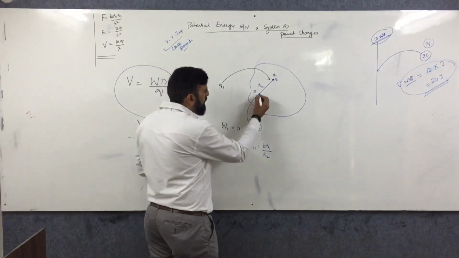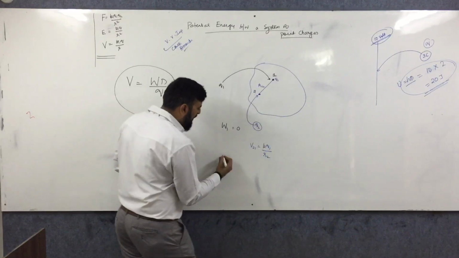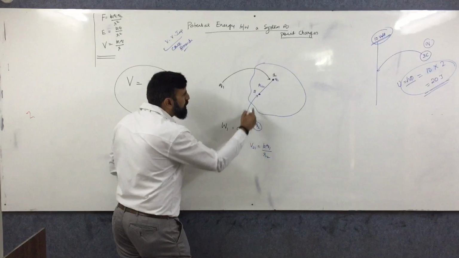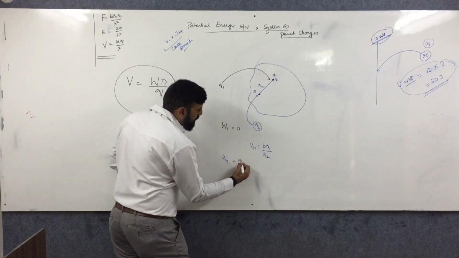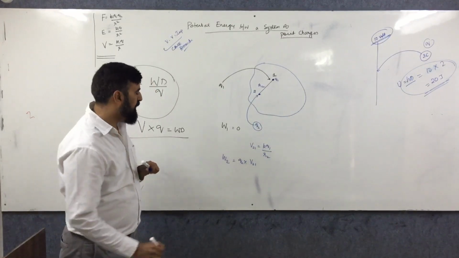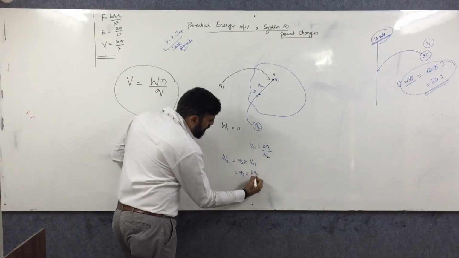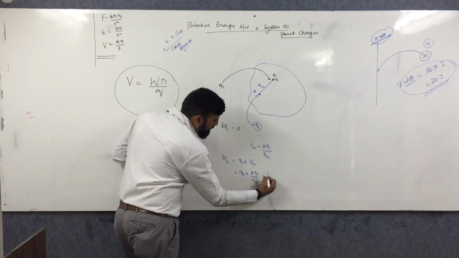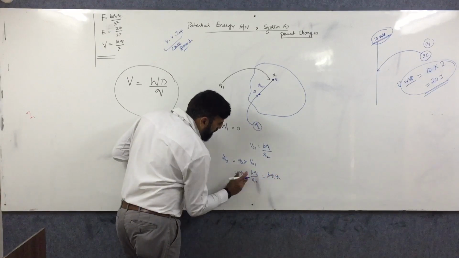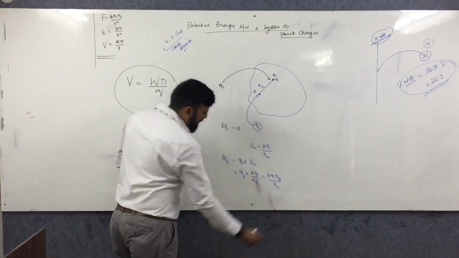So the potential here is K Q1 by R12. I have to put Q2 here. So what is my work done to push this Q2 here? It will be Q2 multiplied by potential at 2 due to 1. Fair enough? So this will be Q2 into K Q1 by R12, which gives me K Q1 Q2 upon R12.